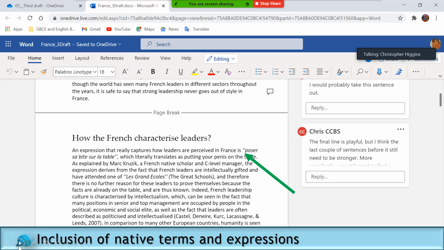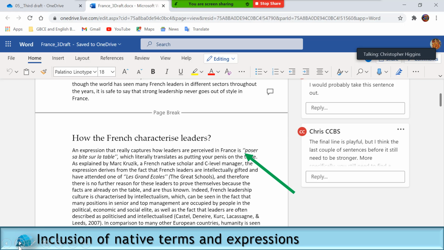Inclusion of native terms and expressions. I've mentioned this before. It's really good. Please try and use it in different sections of your CP. It helps to make it specific, and I think it helps gain insight into a national culture, which is exactly what we're looking for, and more specifically, the way in which that culture is reflected in organizations.